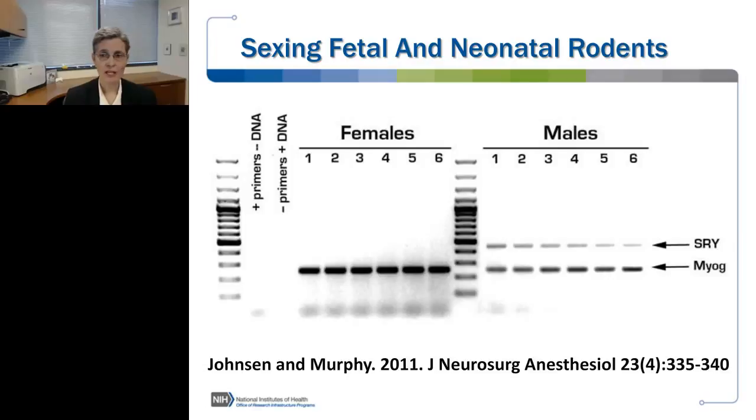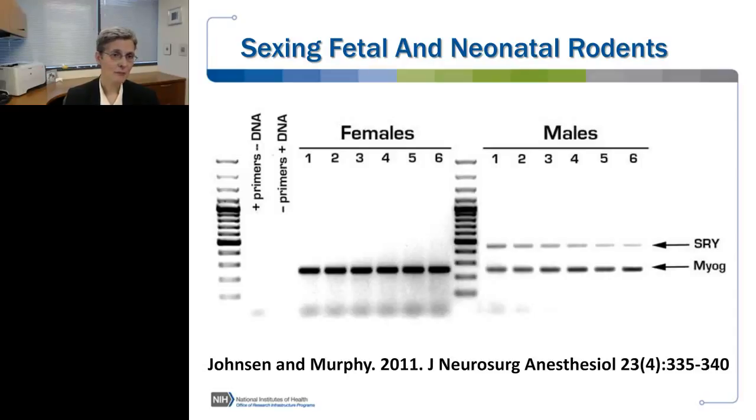And we do this by either looking for the presence or absence of the SRY gene, which will be in the male animals, and then we have a background gene that would be present in both sexes. And you can see here, it's very clear, the pattern between the male and female animals. And when we use this PCR technique to validate the training of our technicians, we find that our staff are about 98% or better at identifying the appropriate sex in these animals.